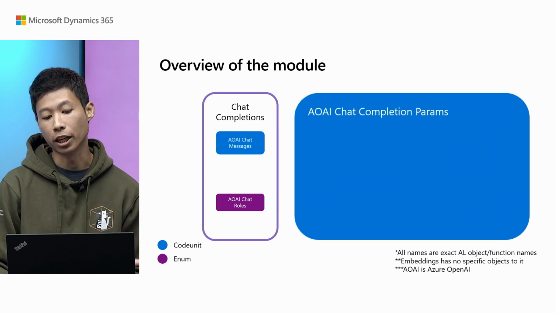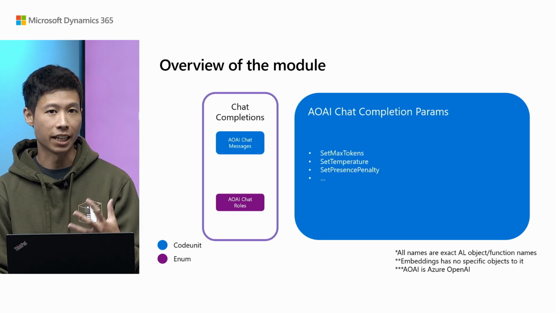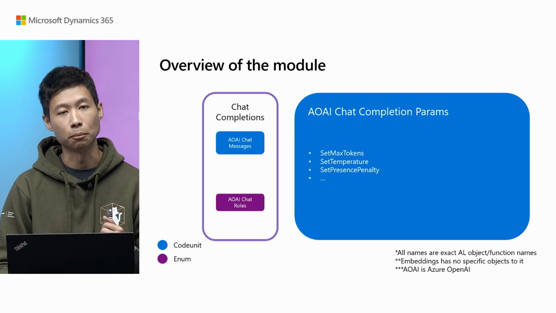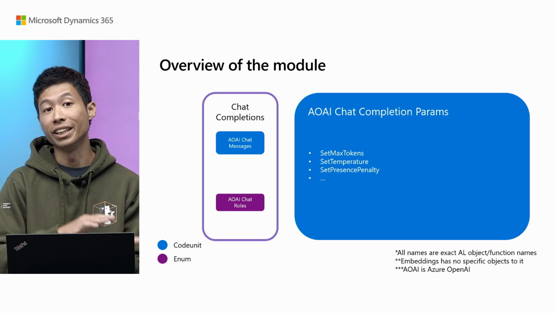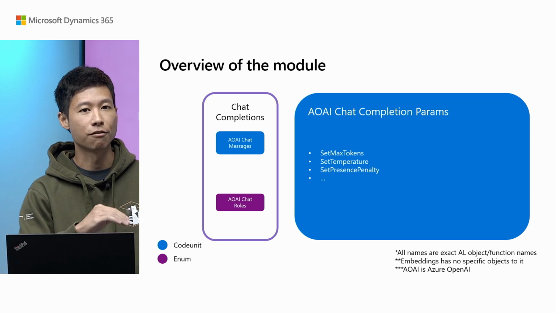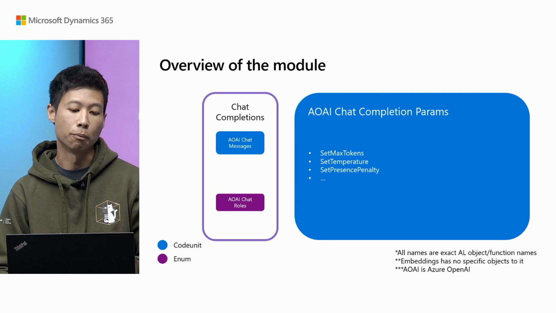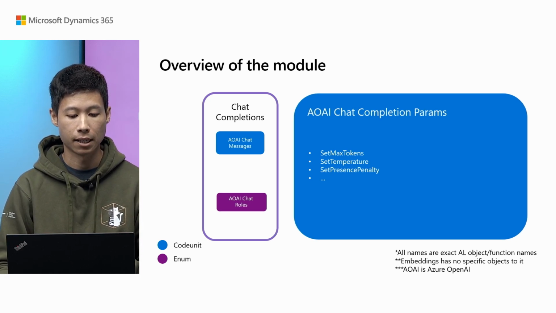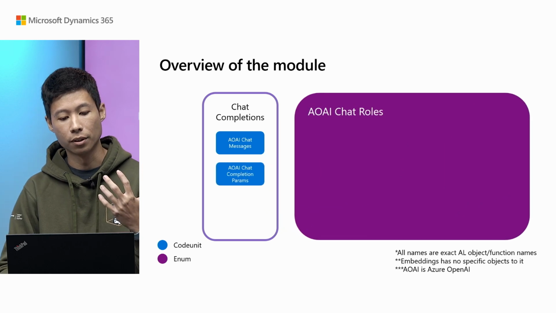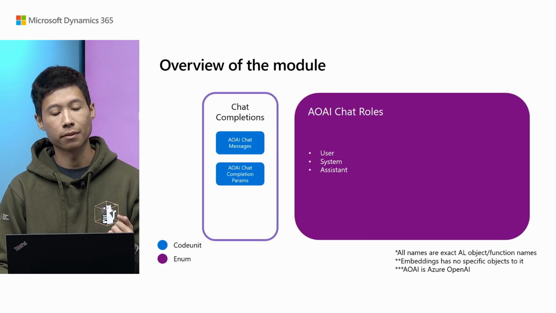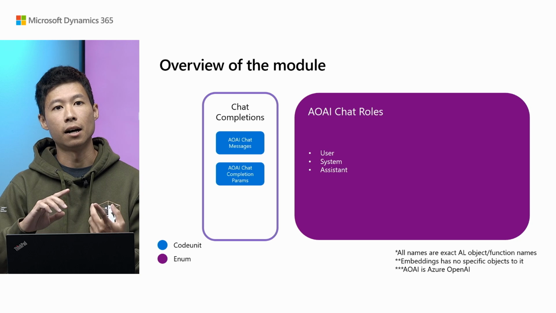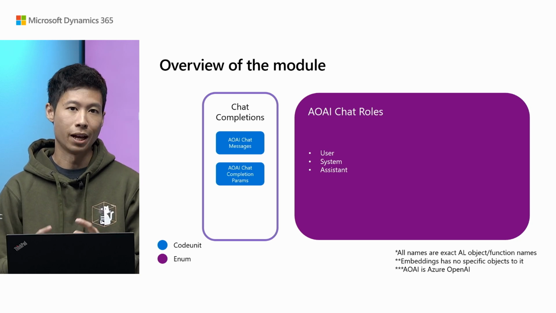Similarly, for the chat completion parameters, this is the same as the text completion parameters. The only difference is that it might have more or fewer parameters depending on the Azure OpenAI Service. And lastly, for the chat roles, there are only 3 roles right now. There's the user role, the system role, and the assistant.